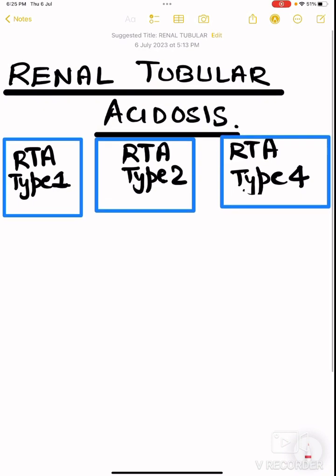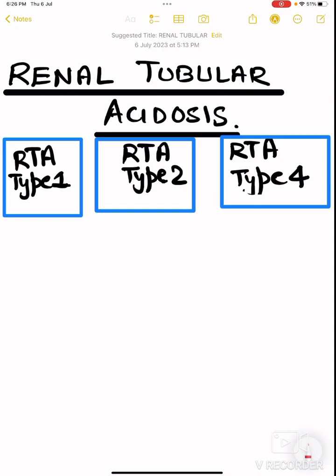Now coming to RTA type 1, 2 and 4, we will only discuss the basic things and the basic differences between them so that you can reach a proper answer, right? I'm not going to discuss the conceptual part or make you understand what renal tubular acidosis is. I'm only going to discuss how to solve questions in NEET PG or INICET, right? Only these things will be discussed.